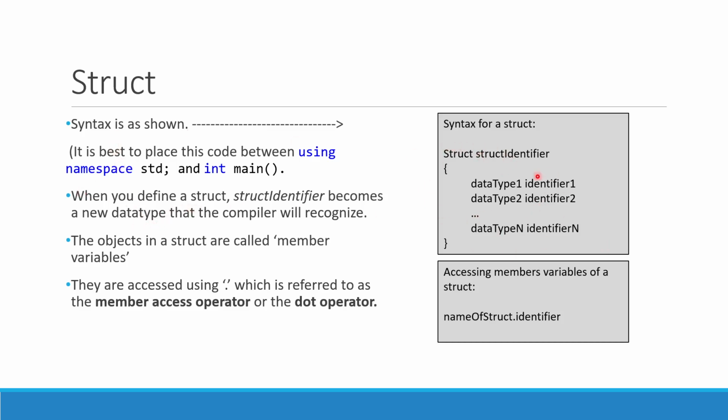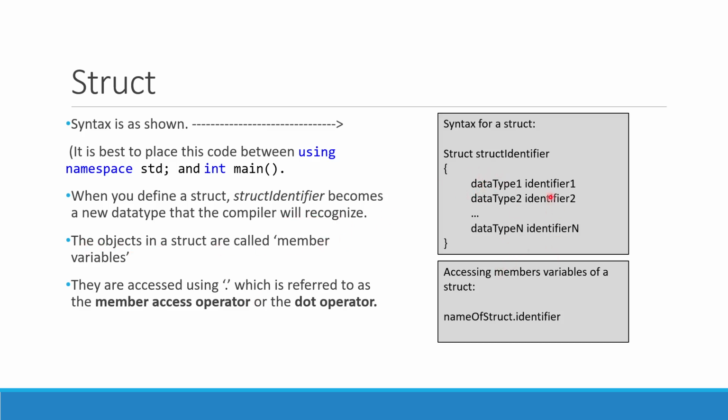When you write this syntax, the best place to write it is between your using namespace standard and your int main. We'll demonstrate that eventually. So when you define a struct, the identifier, which is what we name it, becomes a new data type that the compiler will recognize. That's really powerful, okay? Now, the objects in the struct are called member variables.